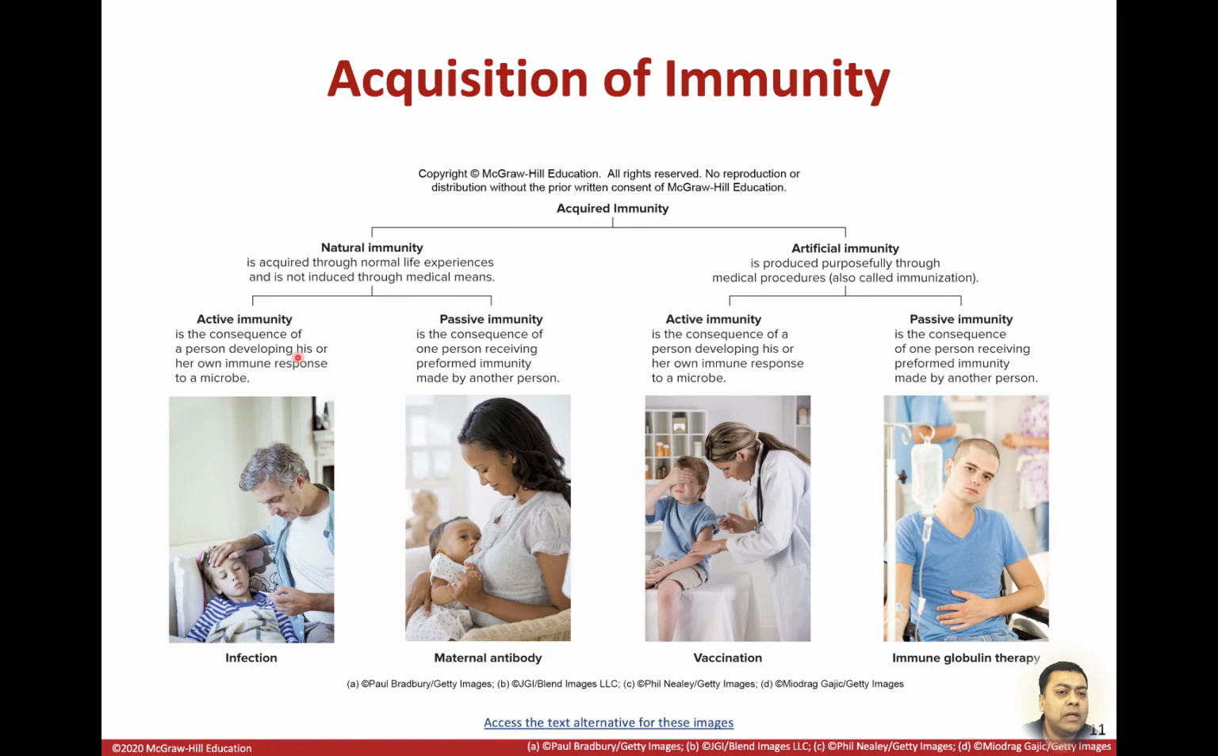Active immunity is the consequence of a person developing his or her own immune response to a microbe. When we get a disease, for example, we naturally develop our own active immunity. Say, if a person gets chicken pox, then they raise antibodies against chicken pox naturally and they will be immune to it. On the other hand, natural passive immunity is the consequence of one person receiving preformed immunity made by another person. A classic example is the maternal antibody, and these antibodies are present in breast milk.